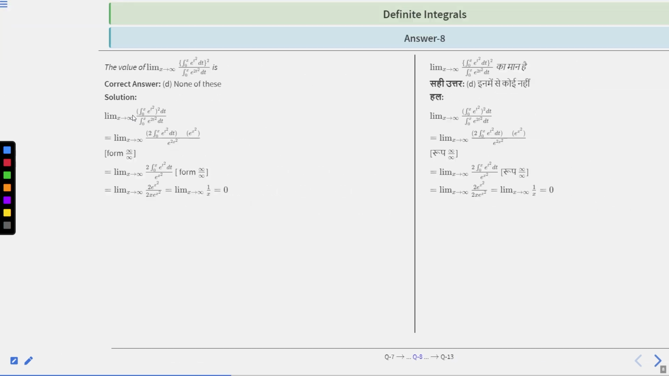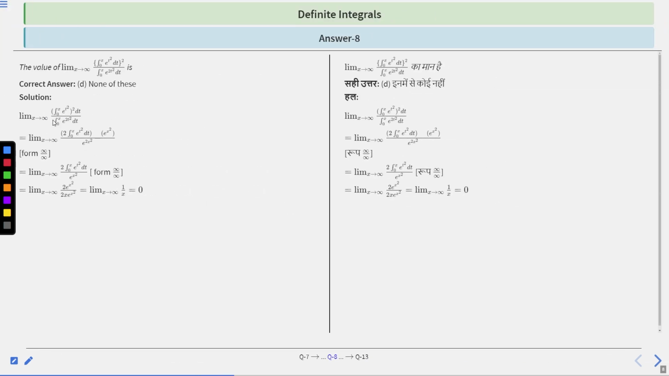Okay, let's move to the solution of part C. As x tends to infinity, the limit of (integral from 0 to x of e^(t²) dt) whole squared upon the integral from 0 to x of e^(2t²) dt is equal to C. It is of the infinity by infinity form, therefore we can apply L'Hospital's rule. So we can differentiate the numerator and the denominator.